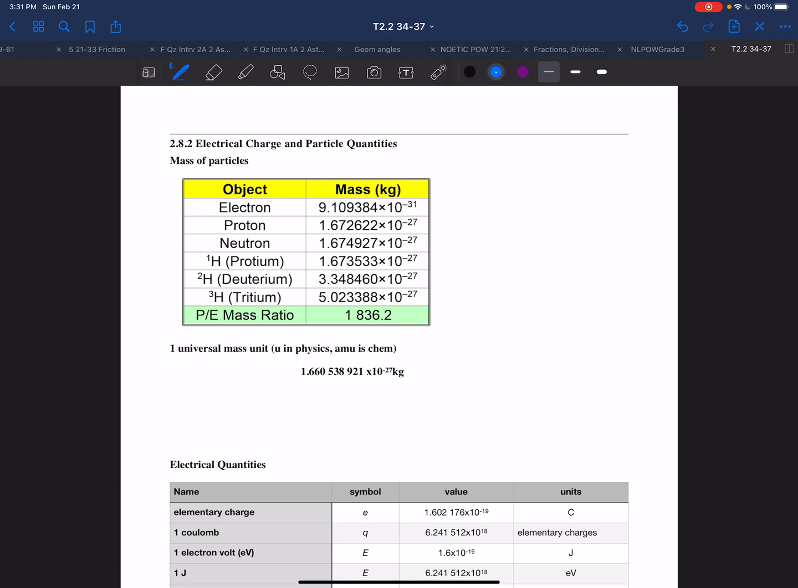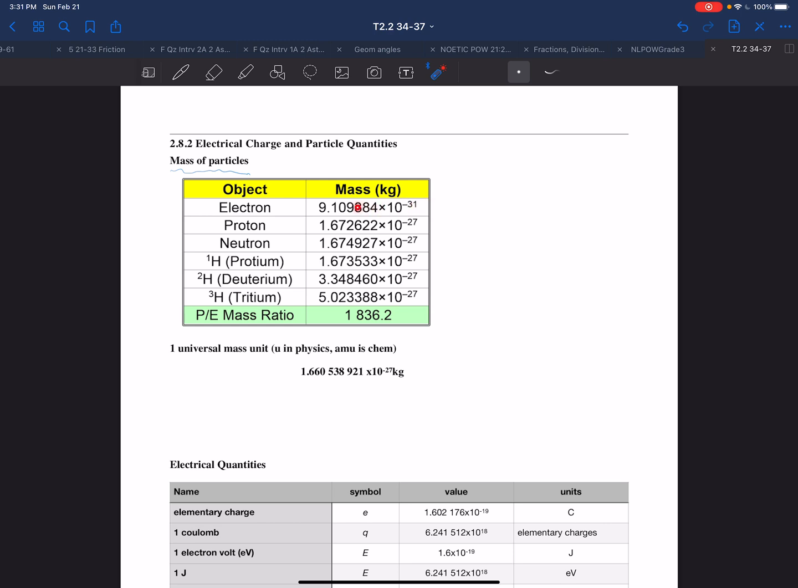In this installment, I'm going to introduce you to electrical charge and particle quantities. So let's speak a little bit first about the masses of particles. As we know, there are electrons, protons, and neutrons, and there are isotopes of hydrogen. You're probably familiar with deuterium and tritium, but the single proton version of hydrogen, the mass unit of one, is called protium, because all it has is a proton. So proton, deuterium, tritium.